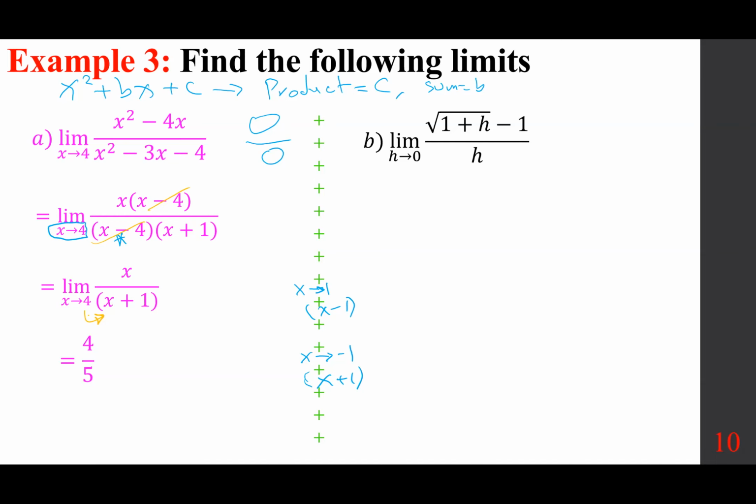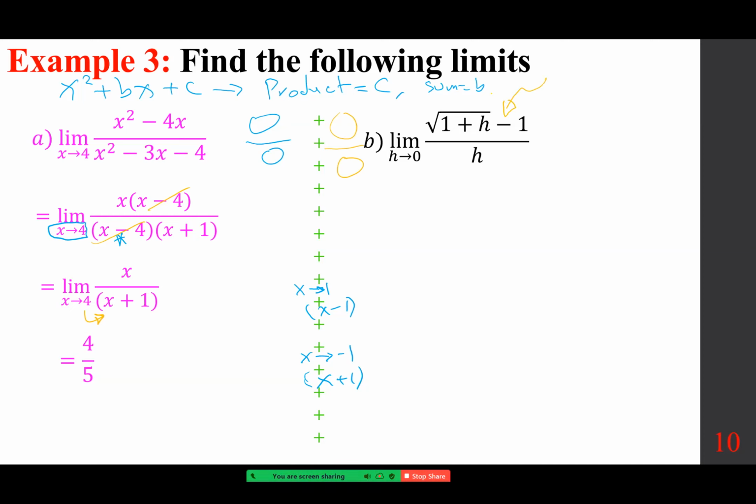When we plug in h equal to 0, what do we get? We get 0/0. Beautiful. And anybody remembers the technique for a case like this? Multiply by the conjugate. Perfect. And the conjugate, simply put, changes this negative to positive.